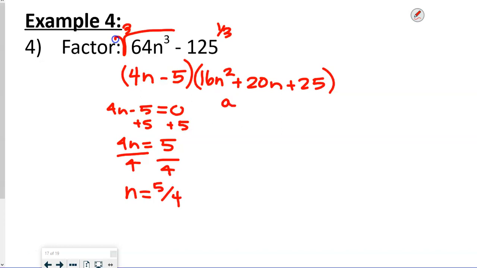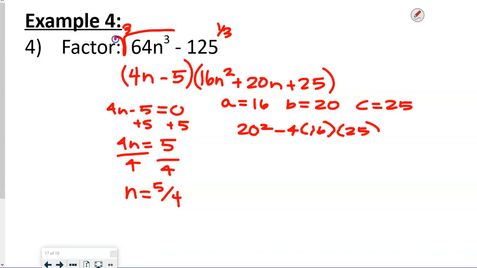So here we go again. a equals 16, b equals 20, c equals 25. We're going to find what's under that discriminant again. So we're going to do 20 squared minus 4 times a times c, right? I can already tell that that's going to be a negative answer there. Hopefully you can too. So we're going to get 400 minus 1600, which is equal to minus 1200, right?